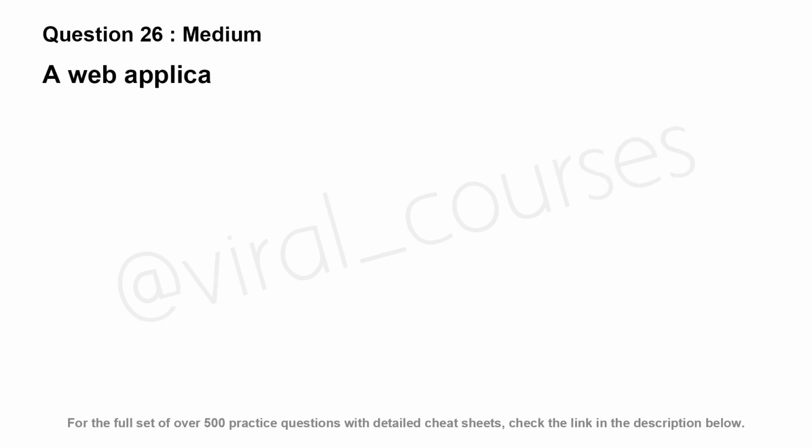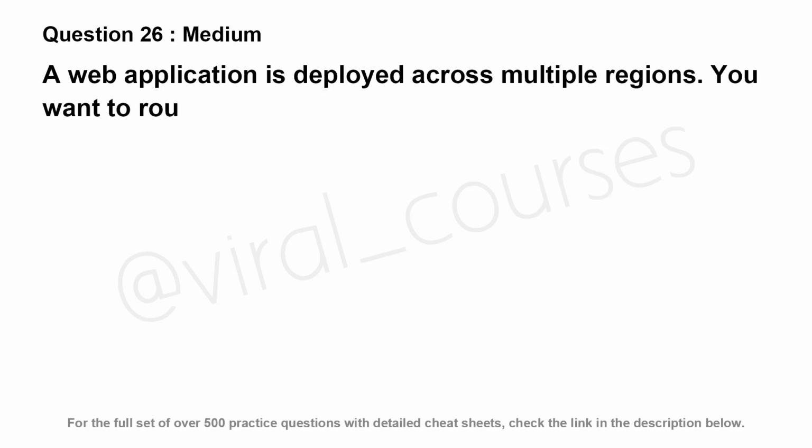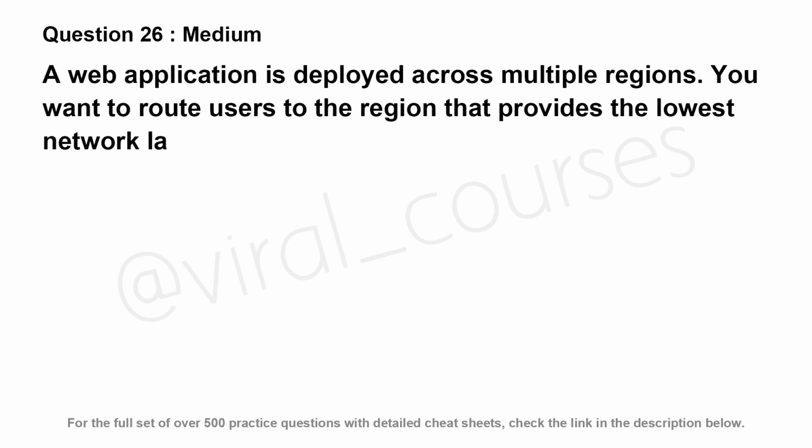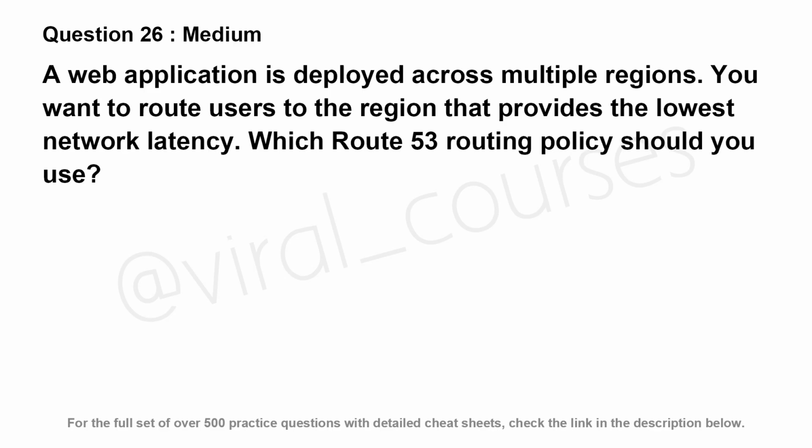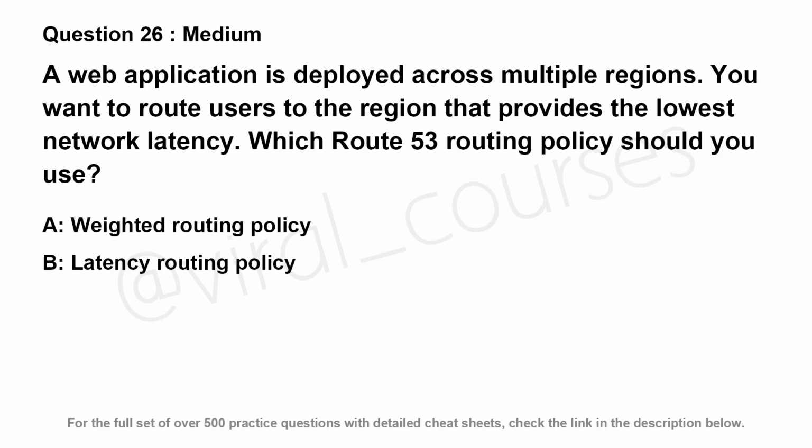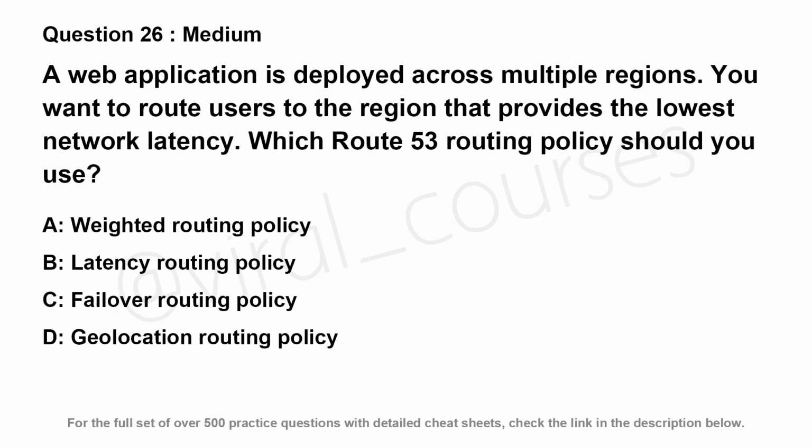A web application is deployed across multiple regions. You want to route users to the region that provides the lowest network latency. Which Route 53 routing policy should you use? Option A. Weighted routing policy. Option B. Latency routing policy. Option C. Failover routing policy. Option D. Geolocation routing policy.